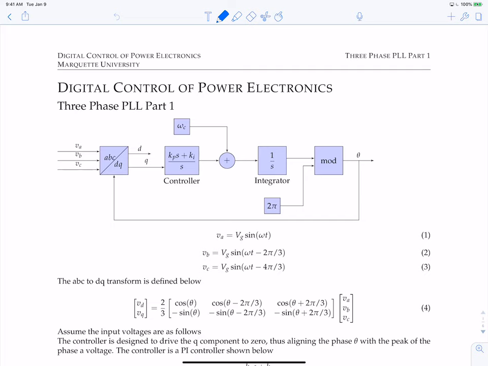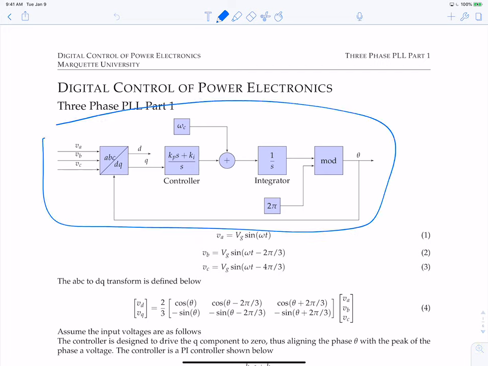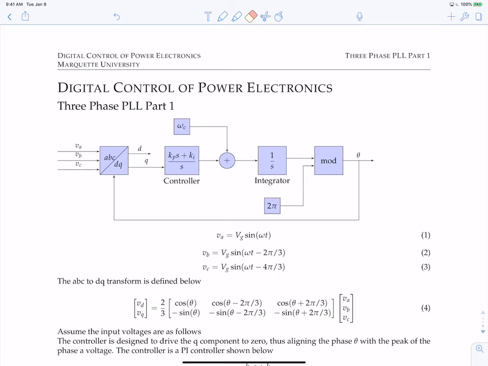This section, we're going to talk about the three-phase PLL, phase lock loop. Okay, so here we go. We have a diagram here that kind of describes a simple phase lock loop for a three-phase system. Let's go over all the blocks.